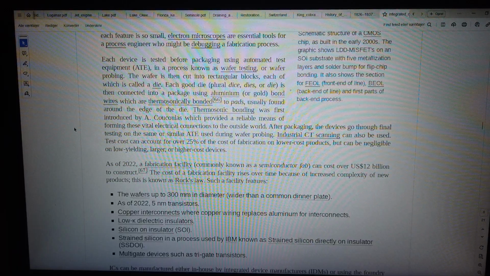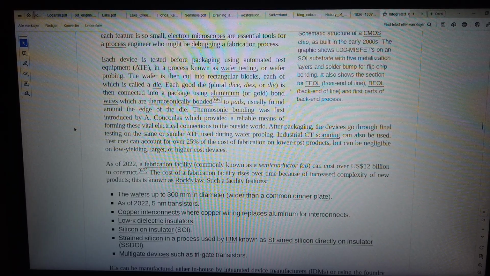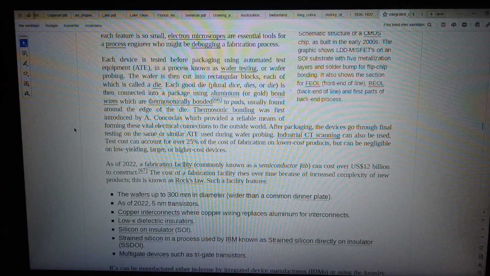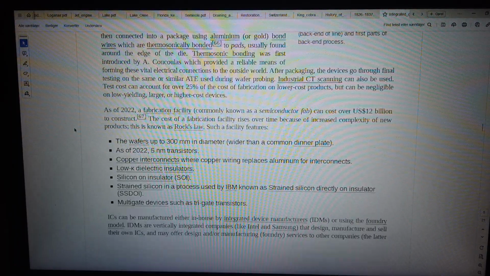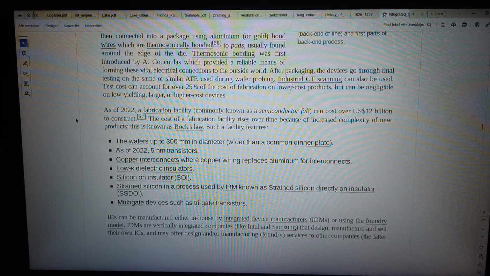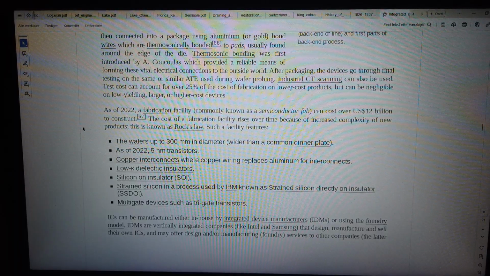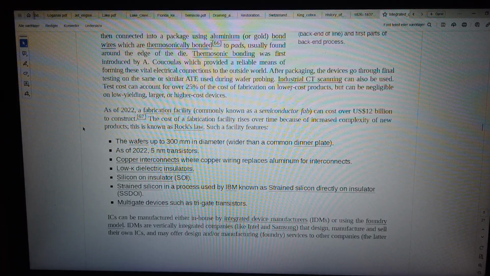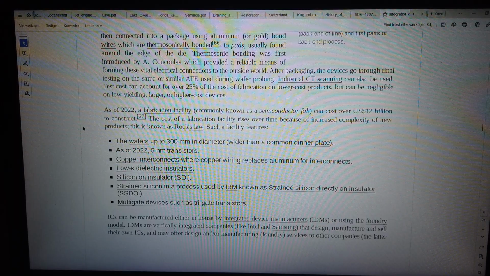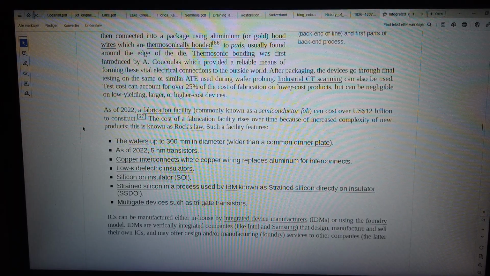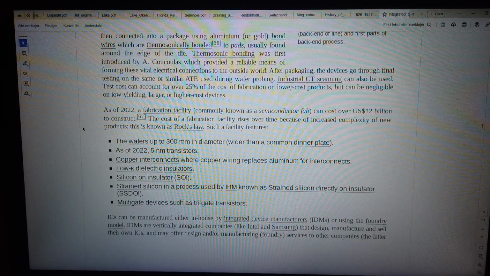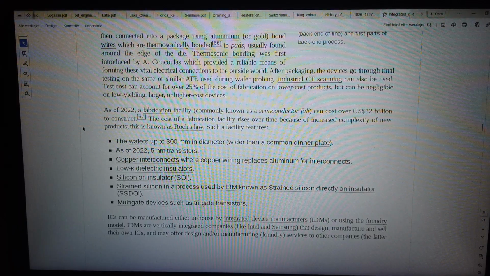Test cost can account for over 25% of the cost of fabrication on lower cost products, but can be negligible on low yielding, larger, or higher cost devices. As of 2022, a fabrication facility, commonly known as a semiconductor fab, can cost over $12 billion to construct. 67. The cost of a fabrication facility rises over time because of increased complexity of new products. This is known as Rock's law.